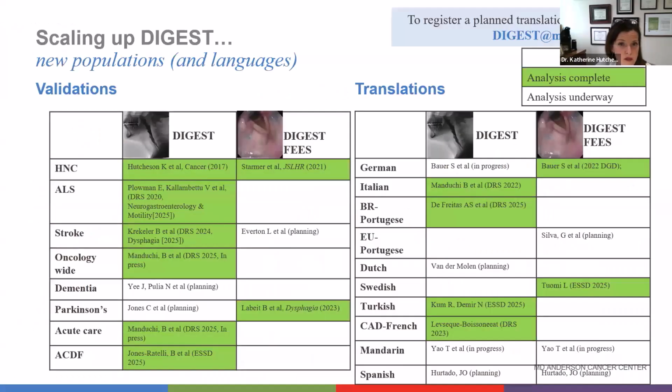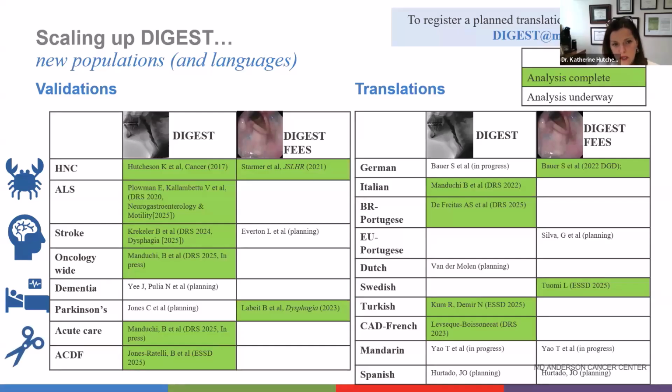So these are busy slides, but I'll just share that at this point, we now have Digest validated in all cancers, so not just head and neck cancers, but broadly across all oncology. We have Digest validated in neurogenic dysphagias, specifically stroke and ALS. We have it validated in inpatient or hospitalized populations, and this is specifically acute care for oncology, as well as non-cancer related surgical populations such as ACDF. And there are a host of other validations that are currently underway.